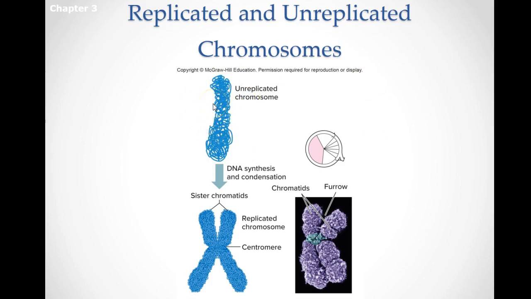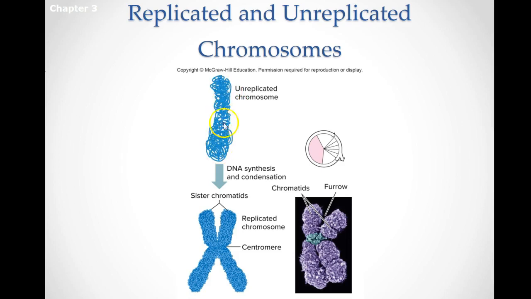98% of the time your cell is alive, it's just hanging out like this. All of the genes are accessible. We can make proteins. We can do all the stuff that a cell needs to do. But for a very short period of time during the cell cycle, we need to make a copy of the cell. And in order to do that, we need to make a copy of all of this information and then move it around the cell.